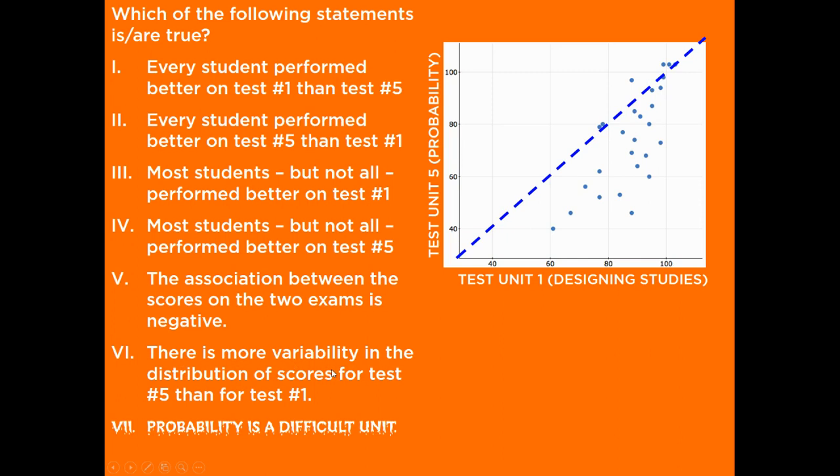There's more variability in the distribution of scores for test one than test five. Well, let's look at that. Variability. The scores for test one range from 60 to 100, right? Maybe the 102s that you could get if you got all the points. 60 to 100 is about 40 points. The variability on test five goes from about 40 to 102. So we got 60 points. So there's more variability on test five than test one, which may mean that probability is a difficult unit, but that is really going to be up to you.